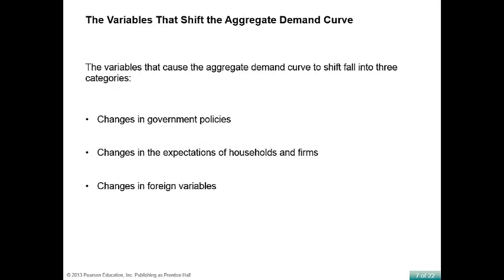Now, what are the variables that will cause the aggregate demand curve to either decrease or increase, i.e. shift to the left or right? Well, these variables will fall into three categories. They are changes in government policies, changes in the expectations of households and firms, and changes in foreign variables.